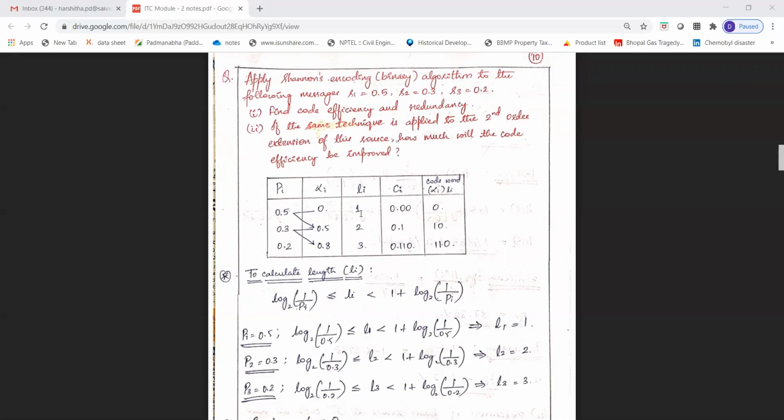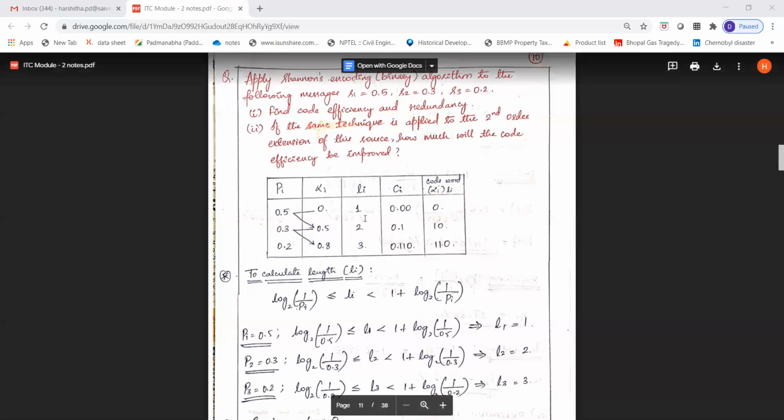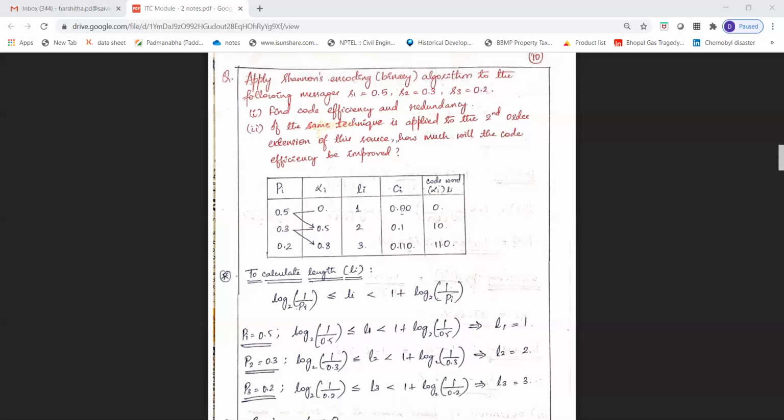The value of Li here is 1. So I'll be restricting the code word to 1 digit or 1 bit after the decimal point. After the decimal point, I have 0 and 0, but the length is only 1, so I'll be considering only 1 digit. So that is 0. So I write 0.